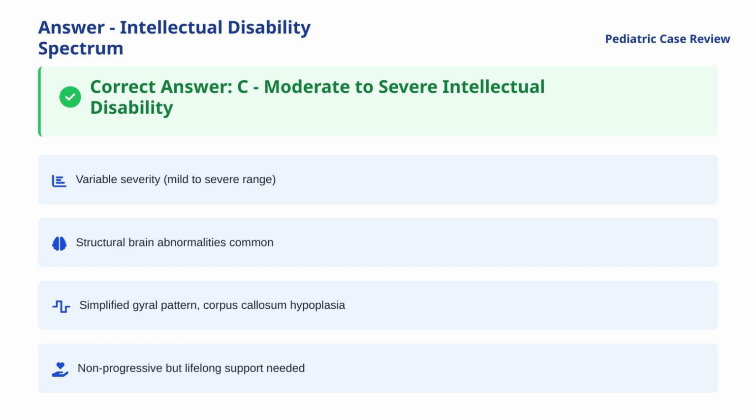Most individuals with Seckel syndrome have moderate to severe intellectual disability, though severity varies. Brain imaging often reveals structural abnormalities, including simplified gyral pattern, corpus callosum hypoplasia, and reduced brain volume. The intellectual disability is non-progressive, meaning it does not worsen over time. Early intervention and educational support are essential for maximizing developmental potential.